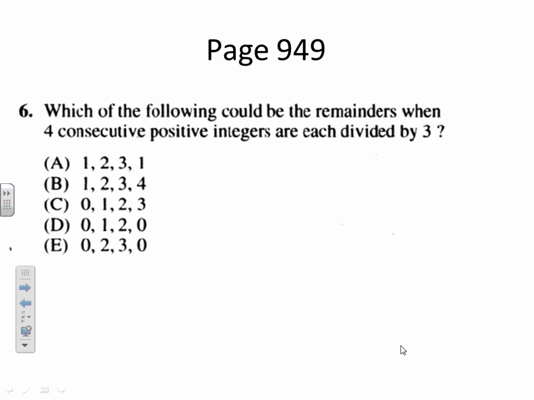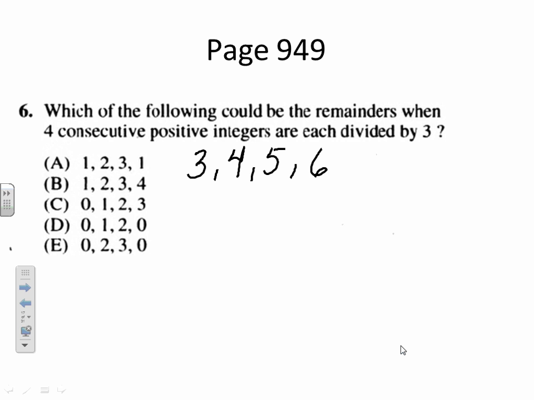This is question 6 on page 949. So it says, which of the following could be the remainders when 4 consecutive positive integers are each divided by 3? Okay, so a lot of you see right away that the best place to start is with the consecutive integers 3, 4, 5, and 6.